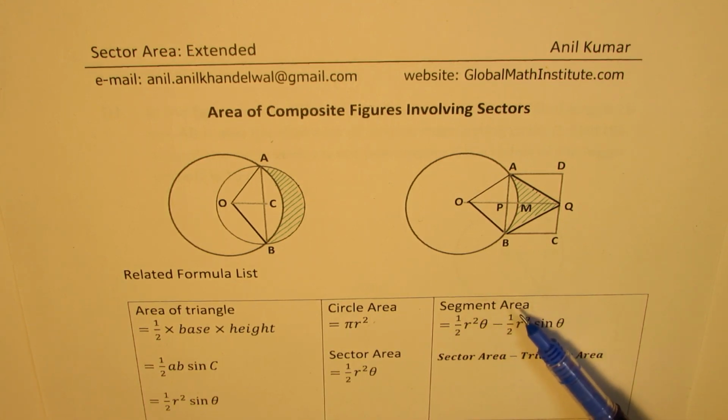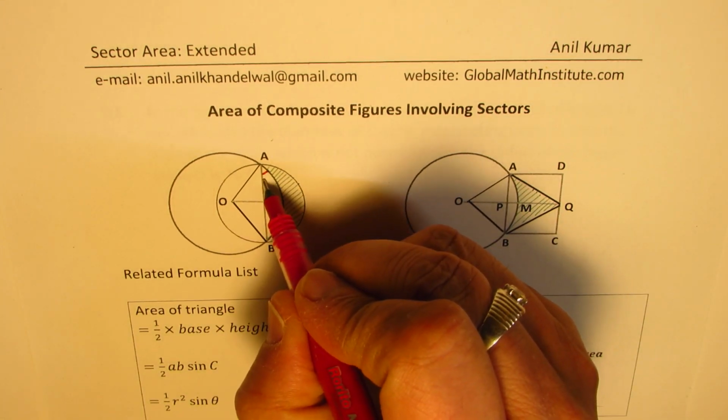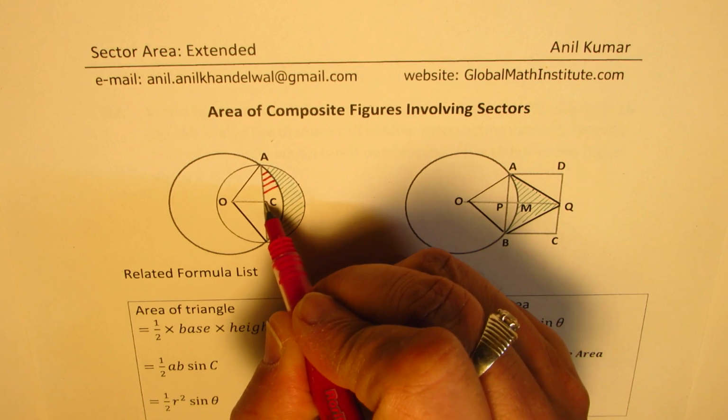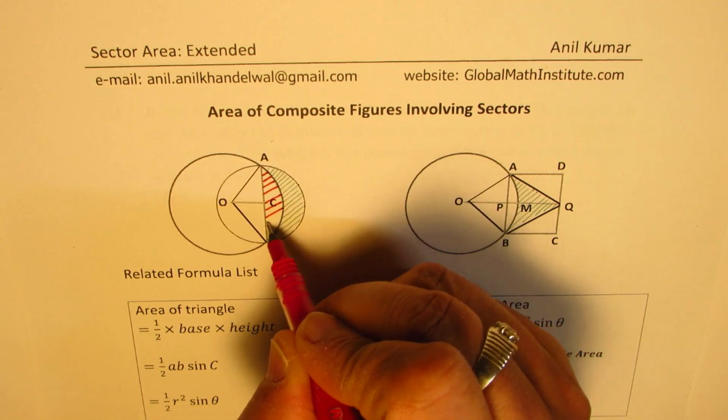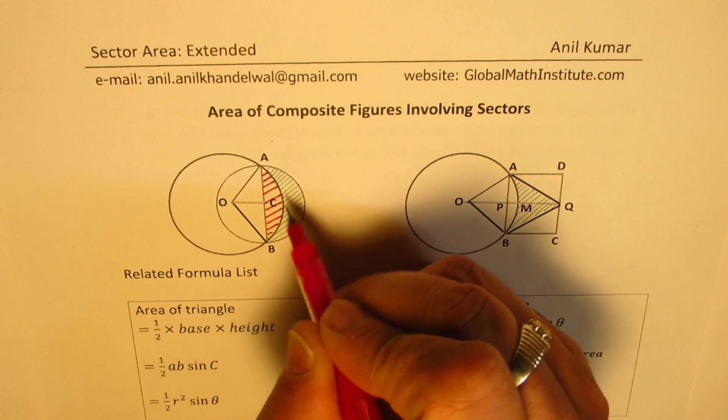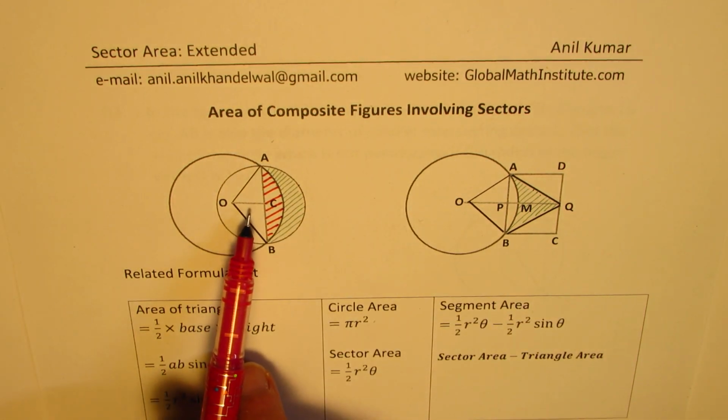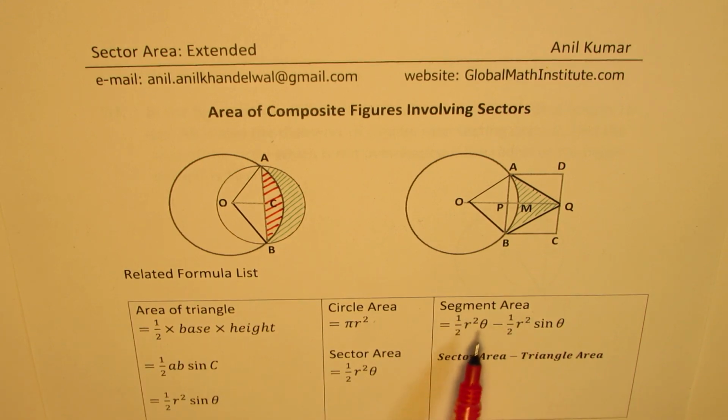Sometimes we'll be working with segment areas, which is the difference of these two. For example, in this particular case, that's the segment for you. So if you need to find the segment area, find the sector area, take away the area of the triangle, and you get this segment area, which is sector area minus triangle area: half r squared theta minus, this is the sector area, which is always bigger, and the triangle inside, half r squared sine theta, correct? So that is how you could do most of the questions.